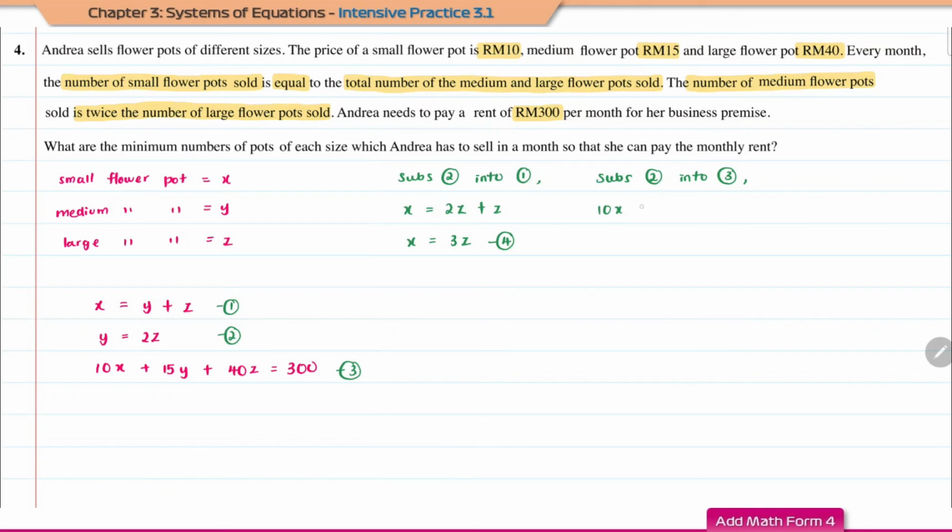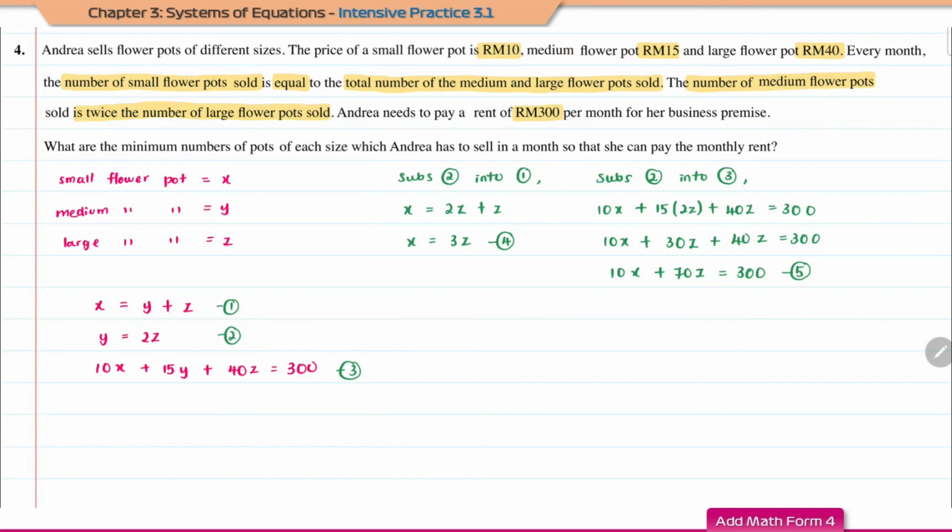So the y here, we're going to use 2z plus 40z equal to 300. So here you're going to have 10x plus 30z, so 10x plus 70z equal to 300. So this will be equation number 5.